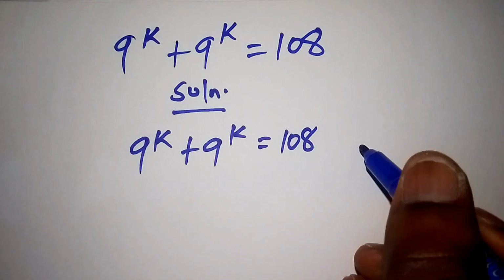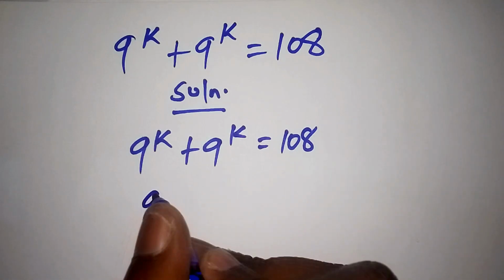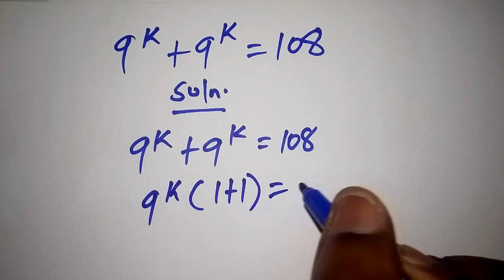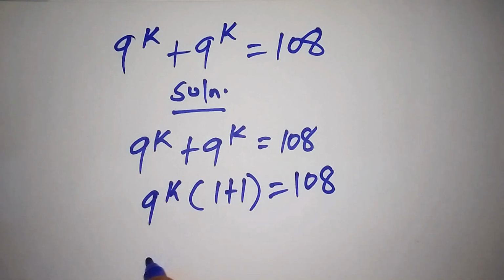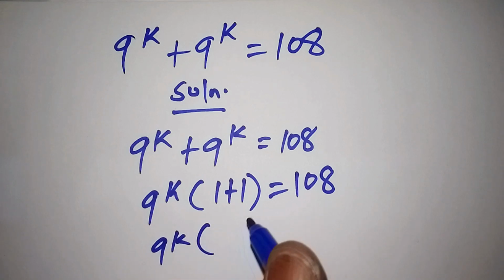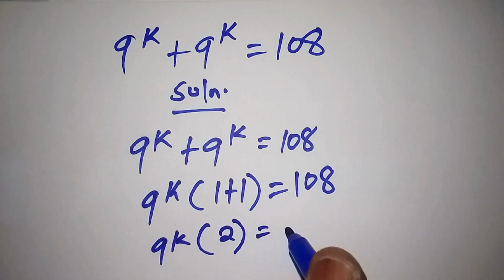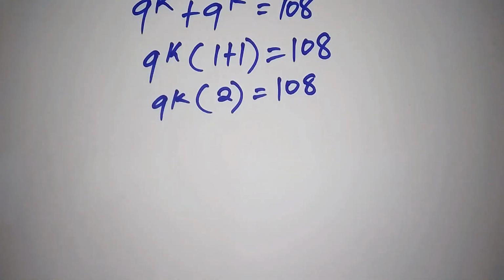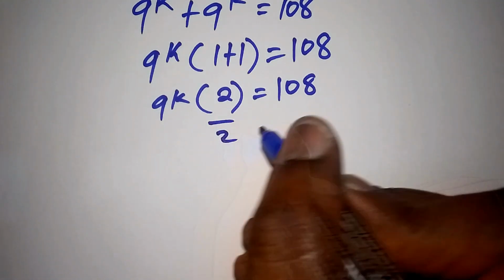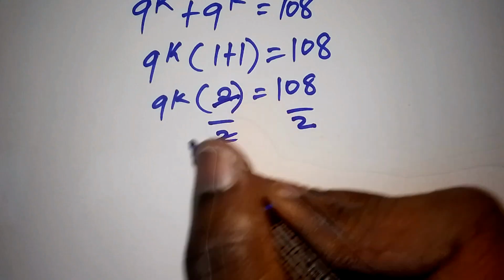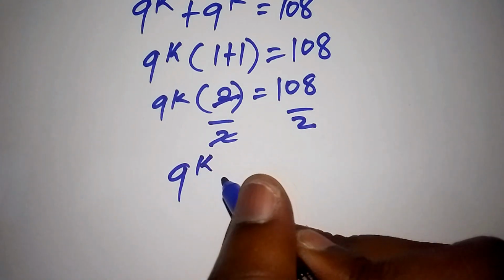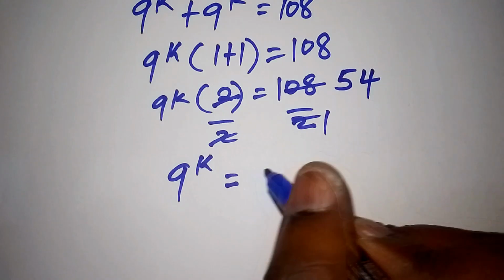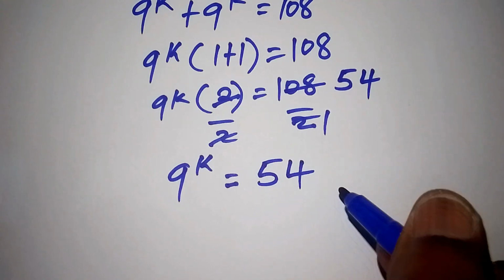The first thing is to factorize this maths problem. So how do we factorize? 9 to the power of k into bracket 1 plus 1 is equal to 108. From there, work out the bracket: 9 to the power of k into bracket 1 plus 1, which is 2, is equal to 108. From here we divide both sides by 2. 2 by 2 cancels. So now 9 to the power of k is equal to 54, since 108 divided by 2 is 54.